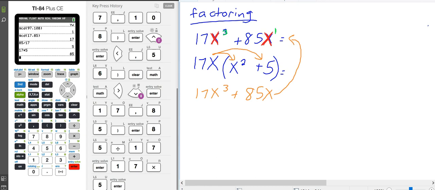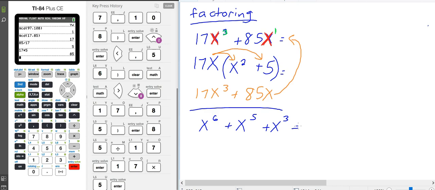Let's try another one. x to the 6th plus x to the 5th plus x to the 3rd. So, we don't have any numbers. None of these variables have coefficients, so we can't pull out any numbers.